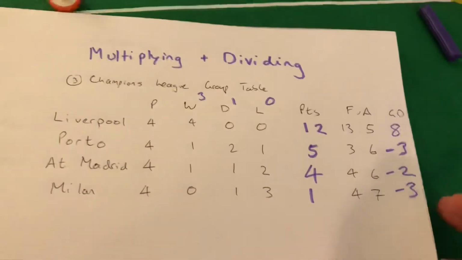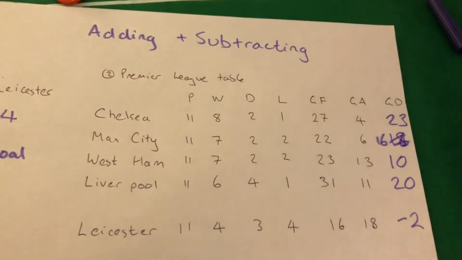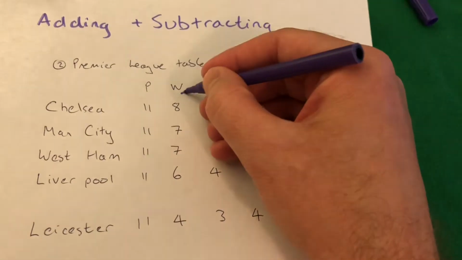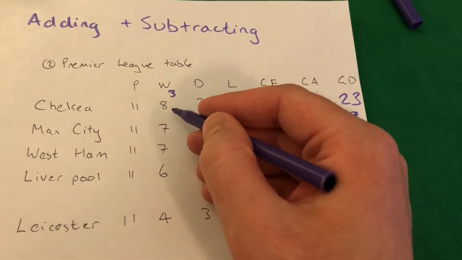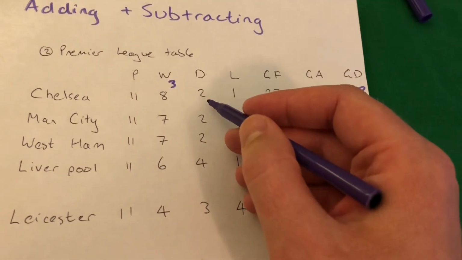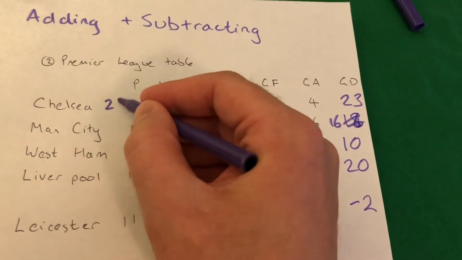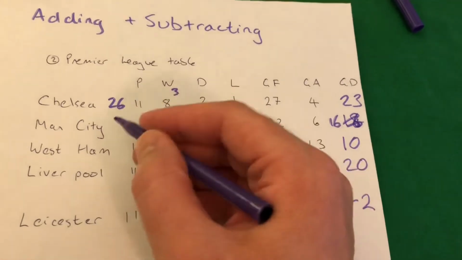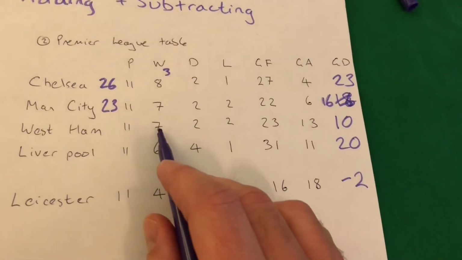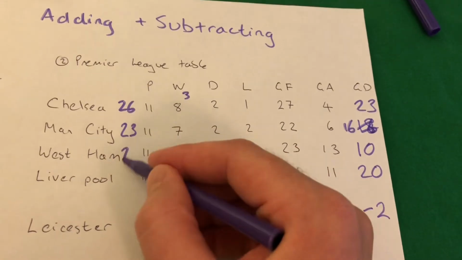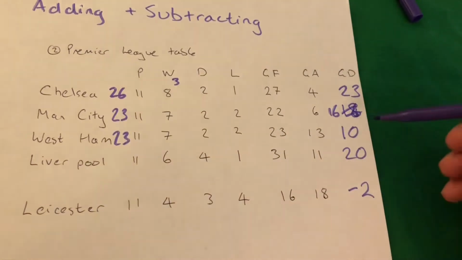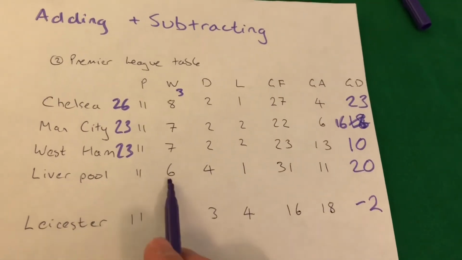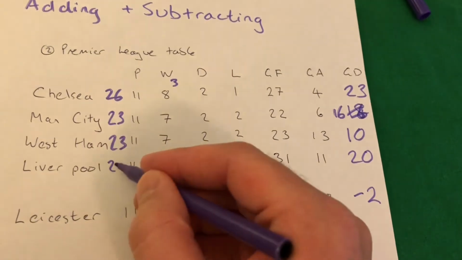If I just go back to the Premier League table, I want to look at the points here. So Chelsea have won 8. Times those each by 3, it's going to be 24. Plus those 2, they're going to have 26 points. I'll put that here. Manchester City, 7 times 3 is 21, plus 2, 23 points. So there we see those two teams are equal, but it's the goal difference that shows who's further ahead. Liverpool have 18, 19, 20, 22 points, so just further behind.